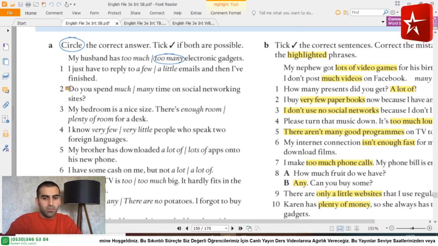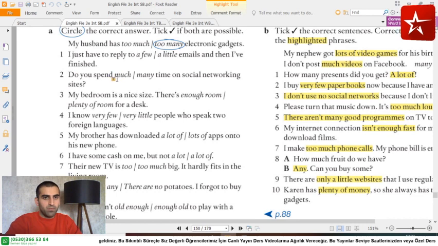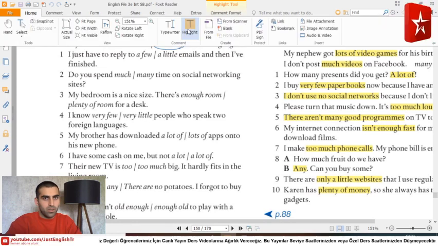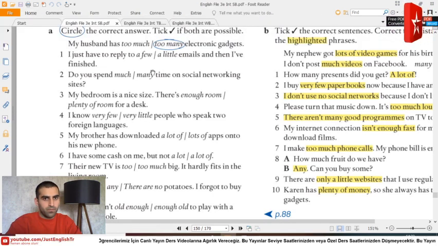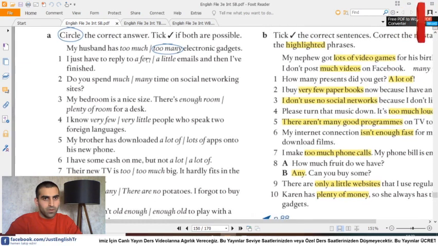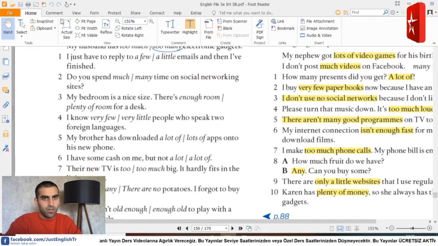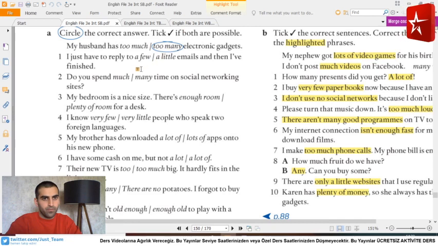And let's continue with number two. Do you spend much or many time on social networking sites? Okay, guys, let's choose this one. Number two. I am waiting for your answers for number two.